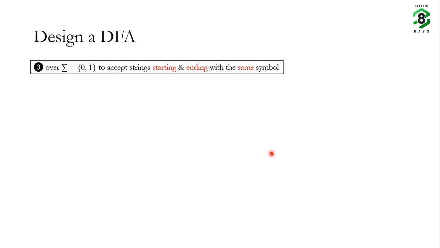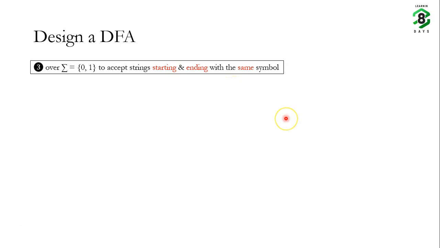Okay. Now let's look at a different problem. In this case, we are asked to design a DFA over the input alphabet 0, 1 to accept strings starting and ending with the same symbol. Notice that they are telling us to design a DFA which starts and ends with the same symbol, but they are not telling us which symbol it is. This means that if the string starts with 0, it should also end with 0. And if the string starts with 1, it should end with 1 as well.